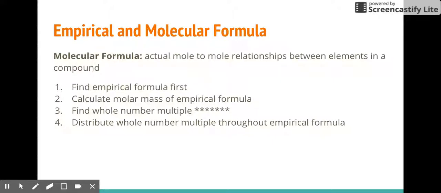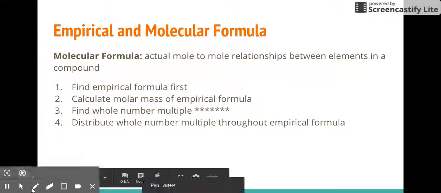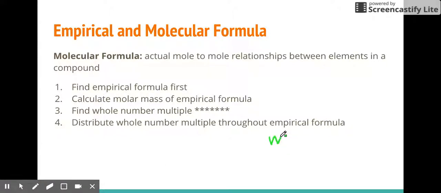So, in order to figure out a molecular formula, I first have to find an empirical formula. After that, I calculate the molar mass of the empirical formula. And the way that I do this is just by looking at the periodic table. Then step 3, I have to figure out the whole number multiple. So how I do this is I take a molar mass that's given. Now, sometimes this molar mass isn't given, so I like to call it actual molar mass. So the actual molar mass. If that molar mass is not given, then you will have to find it somewhere previously in the problem.